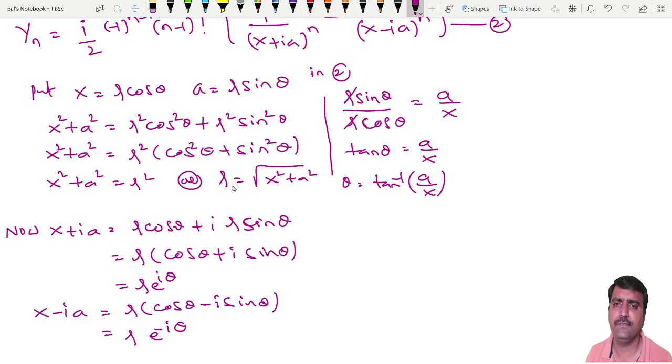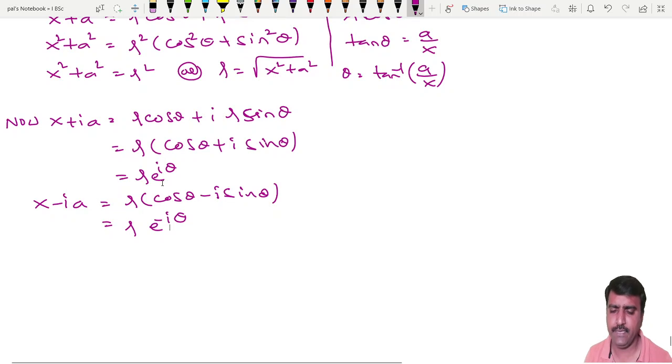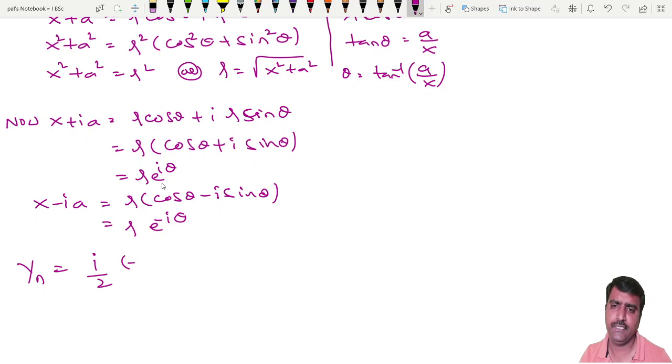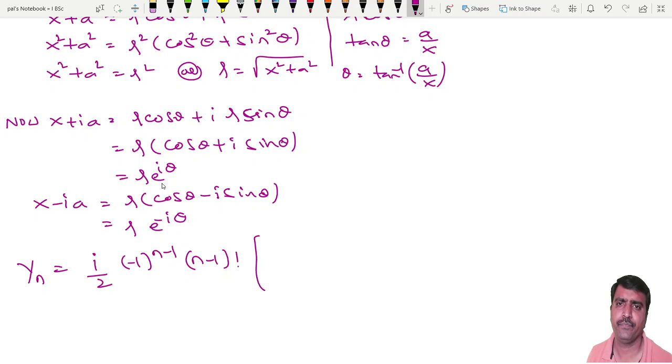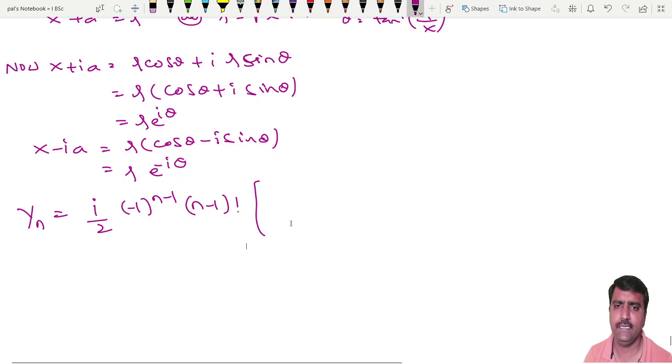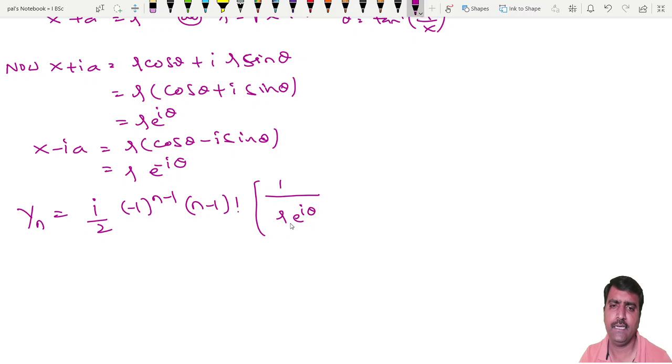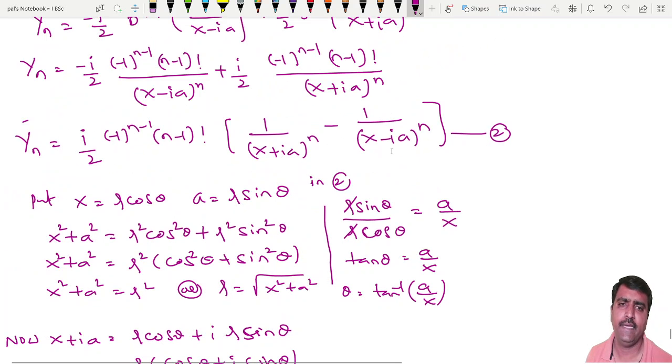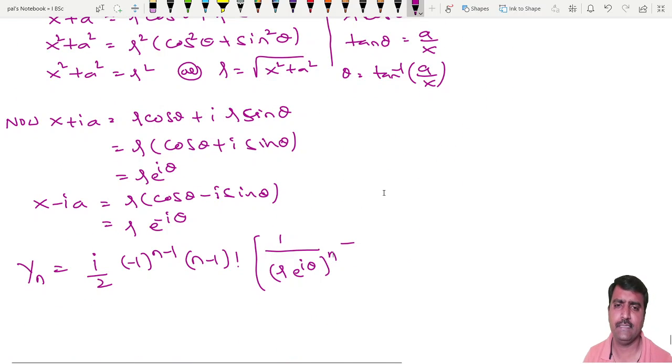So then if you substitute those values here, yn becomes, yn is equal to i divided by 2 into minus 1 to the n minus 1, n minus 1 factorial into 1 by x plus ia to the power n, so that is 1 divided by x plus ia is r into e power i theta, that to the power n, minus 1 by x minus ia to the power n, so that is 1 by r into e power minus i theta to the power n.